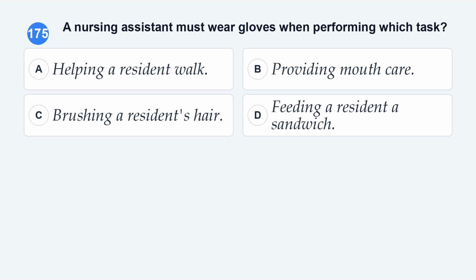Option A. Helping a resident walk. Option B. Providing mouth care. Option C. Brushing a resident's hair. Option D. Feeding a resident a sandwich.